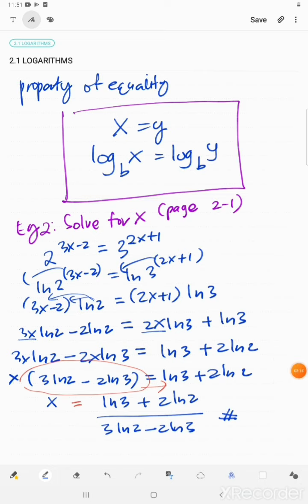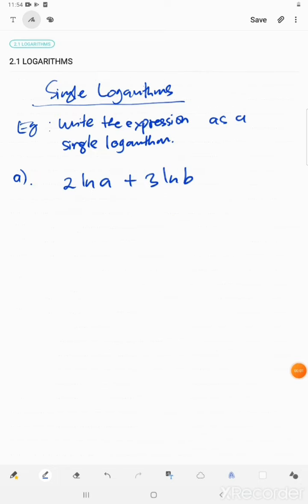Property of equality. Okay, and then now we proceed to the last item. Okay, item number 7, single logarithm. Okay, single logarithm. So example 1, okay, write the expression as a single log.